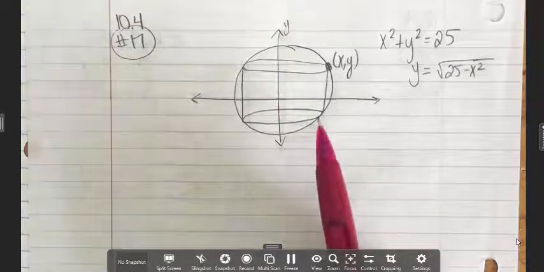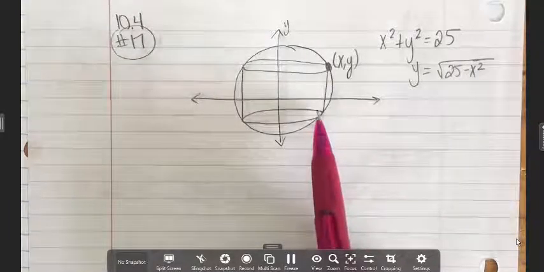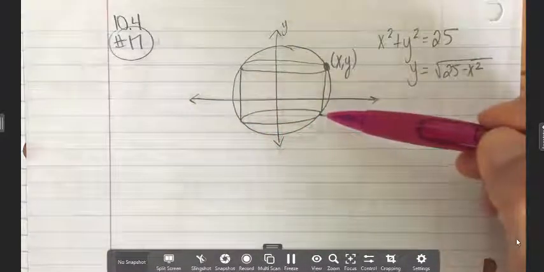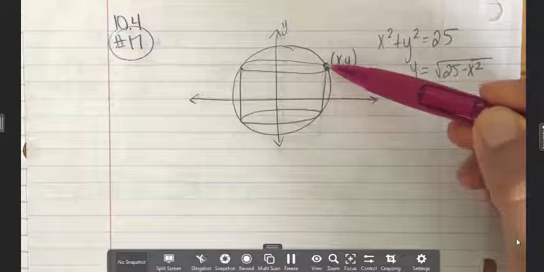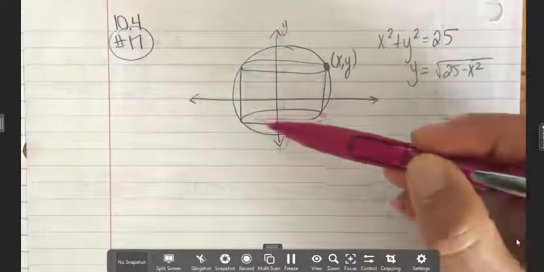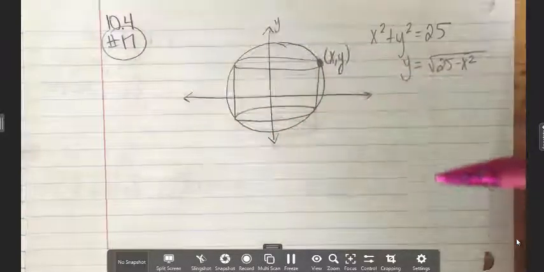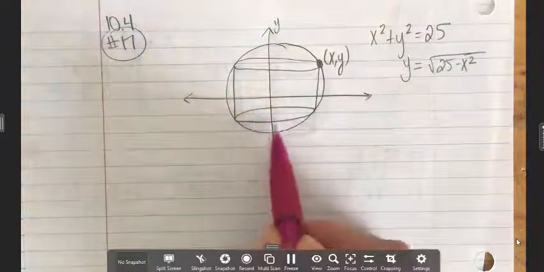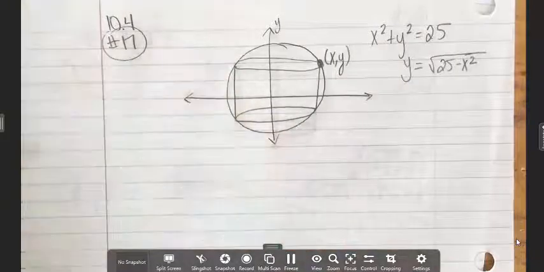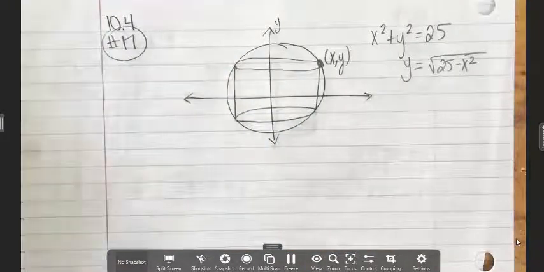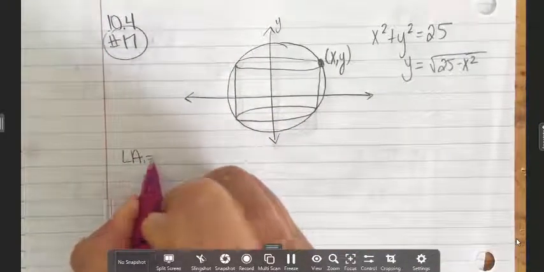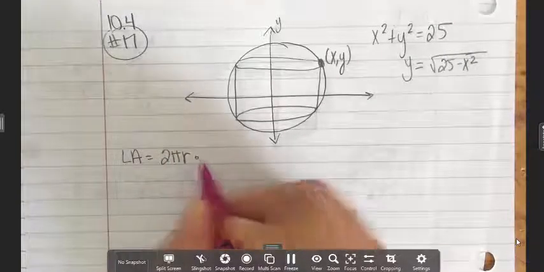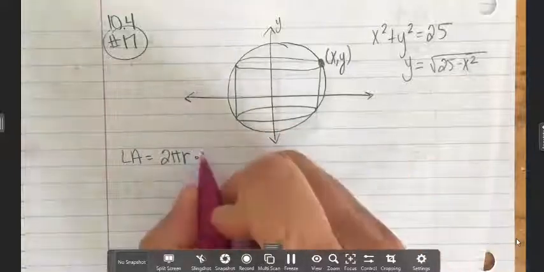So when you think about lateral area, it's not the same as volume. Volume, we took the area of the base because we would fill up this base, and then we would fill it all the way up to the top, right? So that's basically area of the base times the height. Lateral area is different. We want the outside. What's the outside of a circle? Well, that's the distance around a circle. The distance around a circle is circumference. So for lateral area, you're going to take the circumference, which is 2 pi r, and you're going to multiply that by the height now.